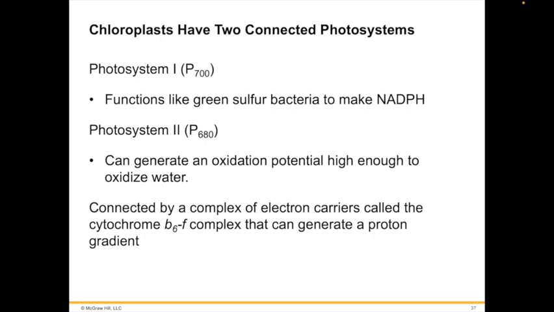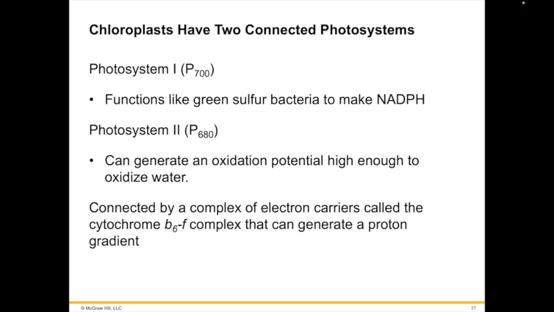The other photosystem, called photosystem 2, has a peak absorption of 680 nanometers, so its reaction center pigment is called P680. This photosystem can generate an oxidation potential high enough to oxidize water. Working together, these two photosystems carry out non-cyclic transfer of electrons that generates both ATP and NADPH. The photosystems are named 1 and 2 in the order of their discovery, not in the order in which they operate in the light-dependent reactions.